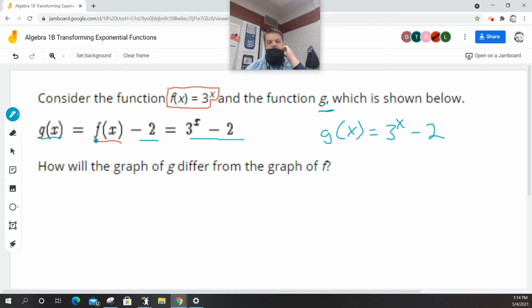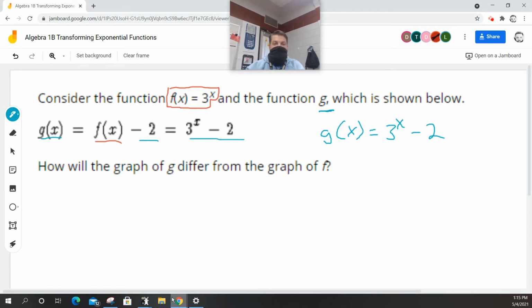And then it says, how will the graph be different from f? So how is the graph of g different than f? Can somebody guess before we graph it and double check? What is that minus 2 going to do to the graph? Yes, I think, but what do you mean by negative? Yeah, you're both right. It's going to move down. They're literally going to be the same graph, except one's going to be higher than the other.